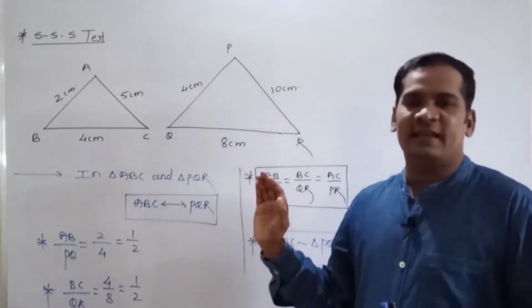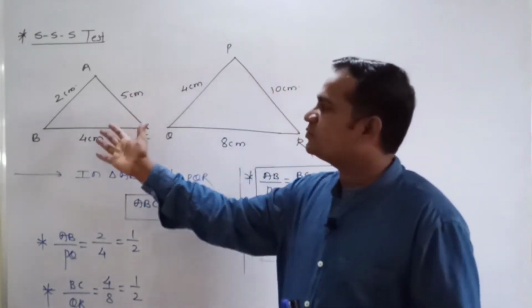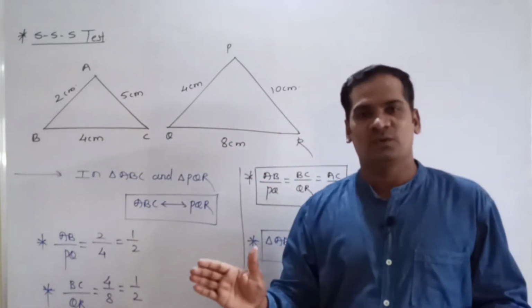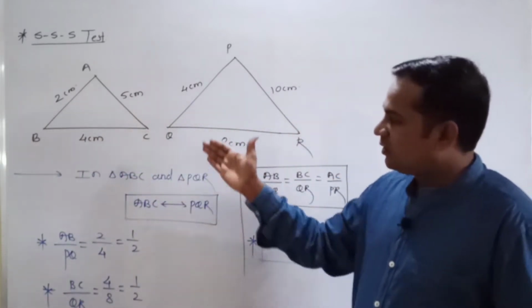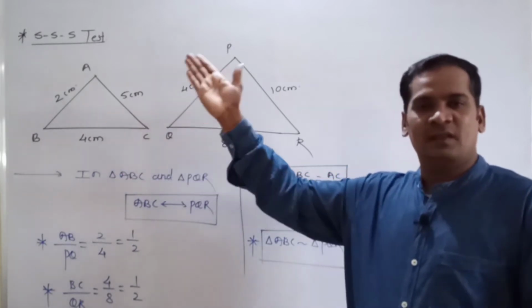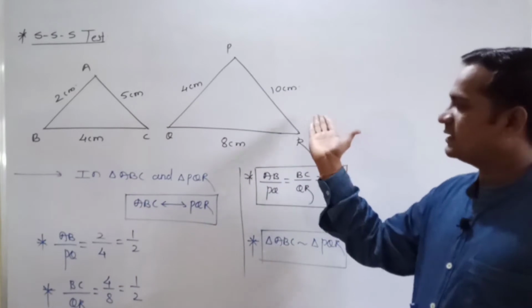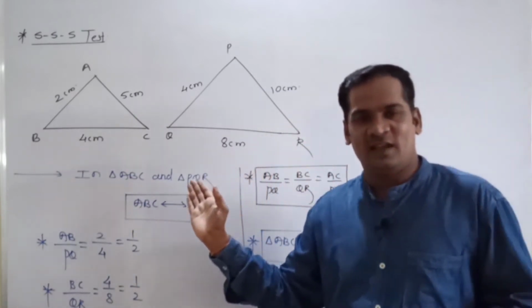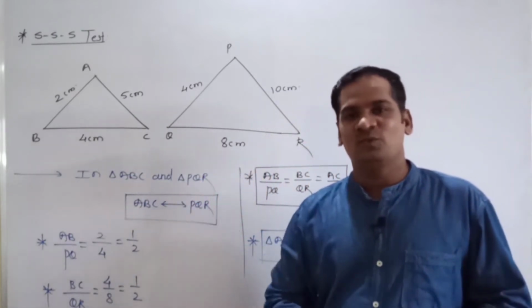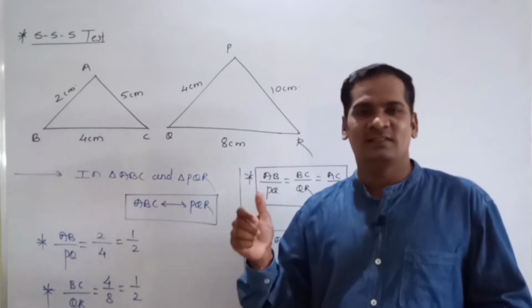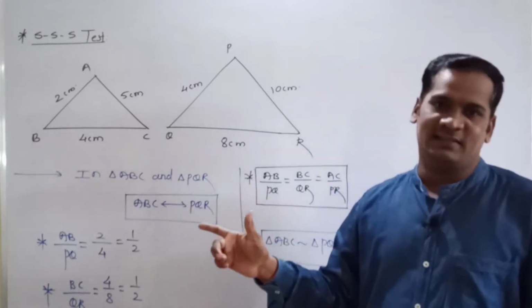Mind well, in this side test, three sides will be given, and we just have to check whether the three sides of the first triangle are in proportion with the corresponding three sides of the second triangle. That's it. How simple is this? Let's move toward the next test, that is the side angle side test.